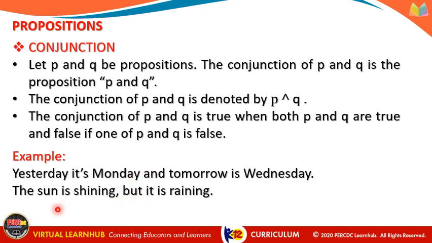Anyways, we have two propositions here. The first proposition is the sun is shining. The second proposition is it is raining. So you have two propositions connected by the word but. So this is a conjunction.